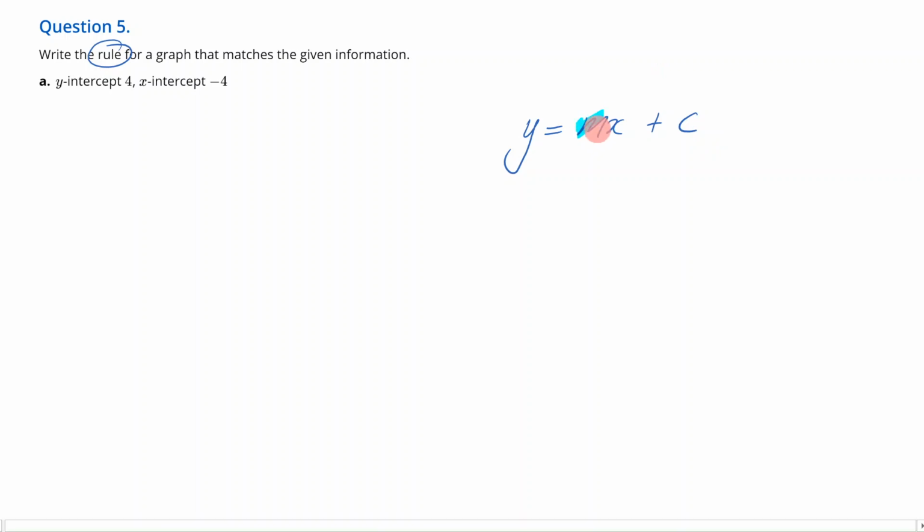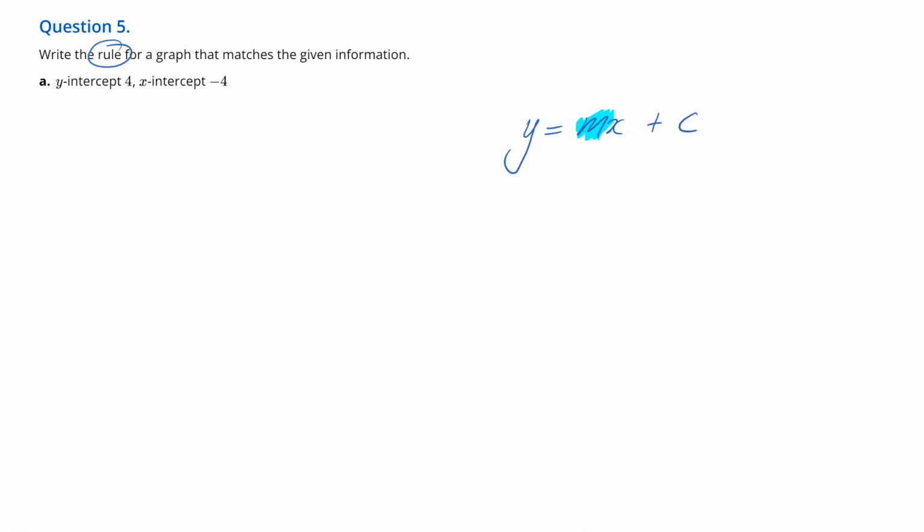This m is simply the coefficient of x, and we know that a linear rule that we've been looking at for all this unit always has a coefficient of x, and I'm just using the pronumeral m to represent my coefficient of x. That's one of the components that it has. That's what we've been learning about in this unit.